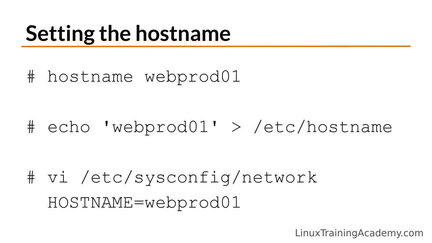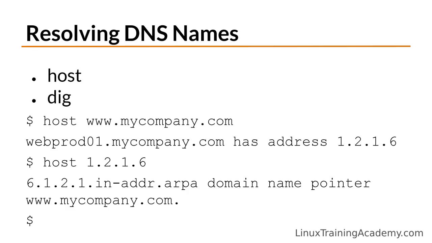This configuration varies slightly from distribution to distribution. For Ubuntu and Red Hat systems, edit the /etc/hostname file and place your desired hostname there. For earlier versions of Red Hat, you can edit the /etc/sysconfig/network file and set the HOSTNAME variable to the desired value. If you want to look up or resolve a DNS name or an IP address, you can use the host or dig tools. In their simplest forms, you specify the IP address or DNS name you want to look up as an argument to the command.